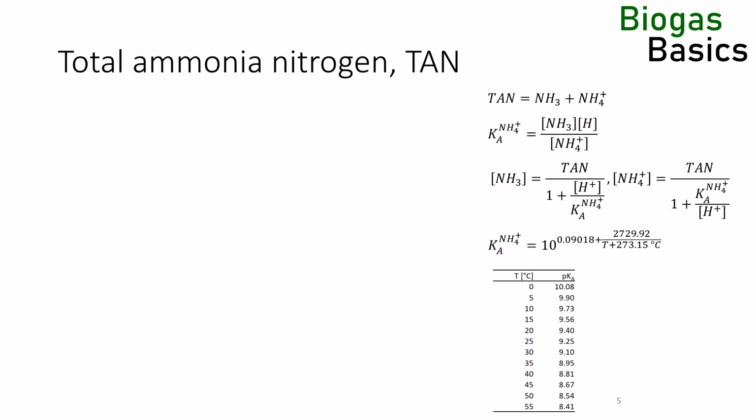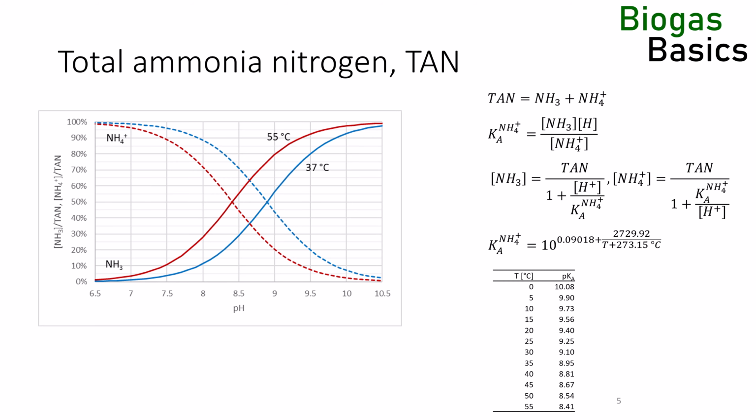We can see the impact of temperature on the dissociation equilibrium in the figure. The abscissa is the pH value, and the ordinate is the ratio of ammonia to total ammonia-nitrogen, and the corresponding ratio of ammonium to total ammonia-nitrogen. The bold line is the percentage of the bioactive ammonia, and the dashed line is the percentage of the inert ammonium. The red line is for thermophilic conditions at 55 degrees Celsius, the blue line for mesophilic conditions at 37 degrees Celsius. Remember, when the pH is the pKa value, the dissociated and undissociated form have the same concentration. At the pKa value, the dashed and bold lines intersect.